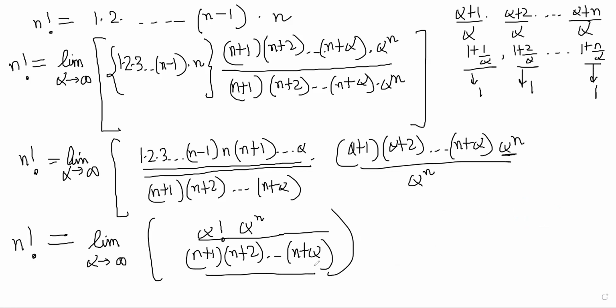Awesome. So now here, what I will do, I'll take n common in each of the fractions here. So it will become alpha factorial, alpha power n, and n common in each of the factors. Actually, I should take n common in each of the factors. There are alpha factors, right?